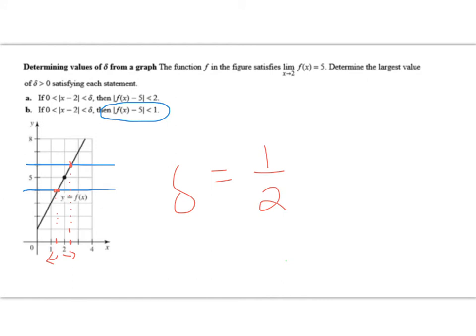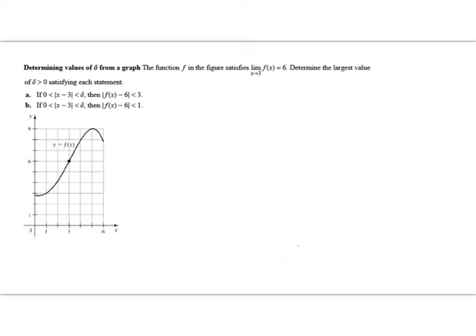So we're trying to mimic and squeeze in that intermediate value theorem, saying how far away from that value can they be so that this still works. All right, let's try another one. Same exact idea, but a completely different graph.